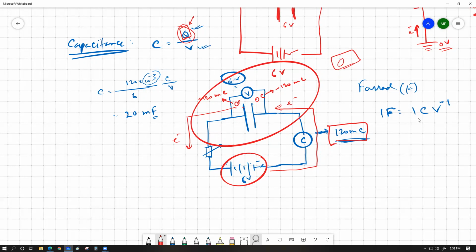So যে কোনো একটা প্লেটে 1 কুলম্ব চার্জ স্টোর হলে তার দুইটা প্লেটের মাঝখানে পটেনশিয়াল ডিফারেন্স যদি 1 ভোল্ট হয়, তাহলে সেই ক্যাপাসিটরের ক্যাপাসিট্যান্সকে আমরা 1 ফ্যারাড বলি। This is the definition of 1 farad, which is basically given by Q by V.